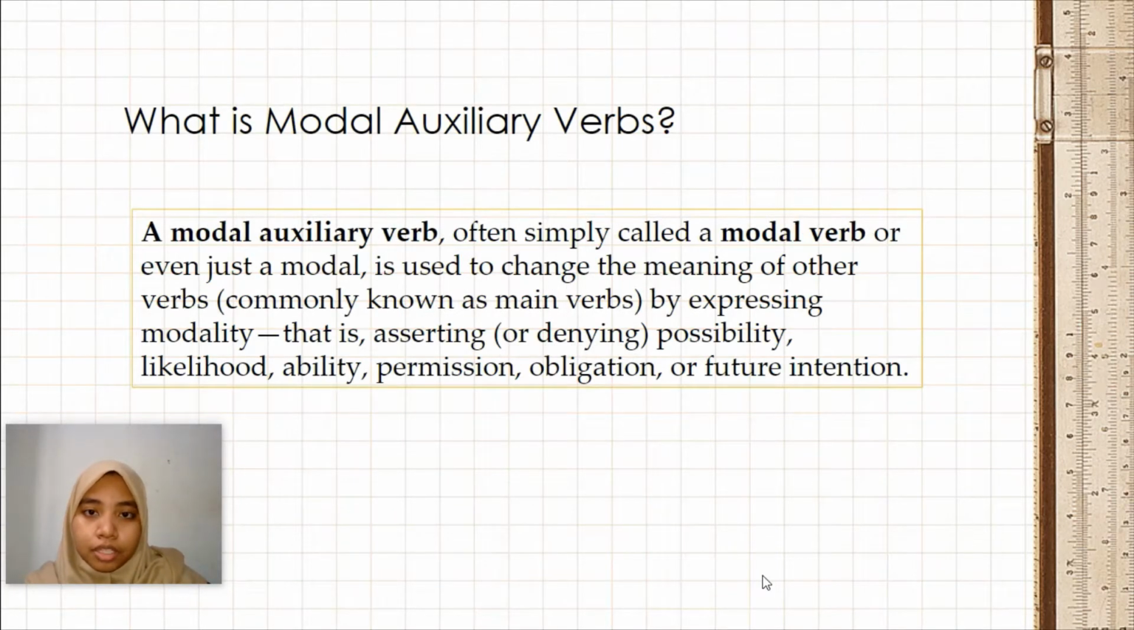What are modal auxiliary verbs? Modal auxiliary verbs, often called modal verbs or modals, are used to change the meaning of other verbs, commonly known as main verbs, by expressing modality, that is, asserting or denying possibility, likelihood, ability, permission, obligation, or future intention.